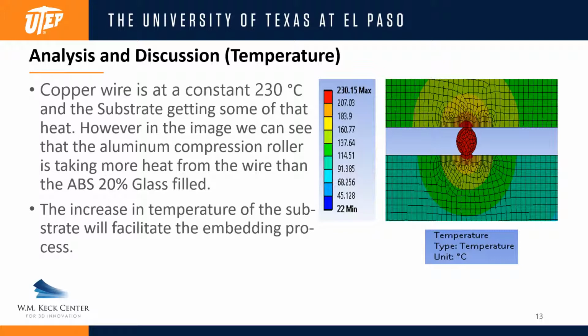So most of the temperature is going to the aluminum application roller, which, in the case of embedding, it would be good if all that heat transfer went to the substrate for it to be able to melt, then placing the wire while pressing against the substrate. So this will facilitate the embedding a lot and will give a better quality embedding.